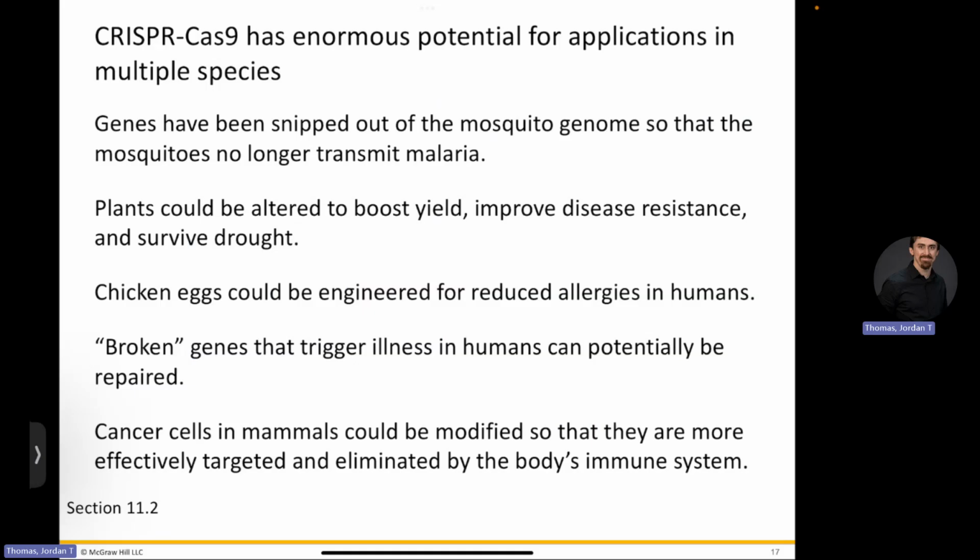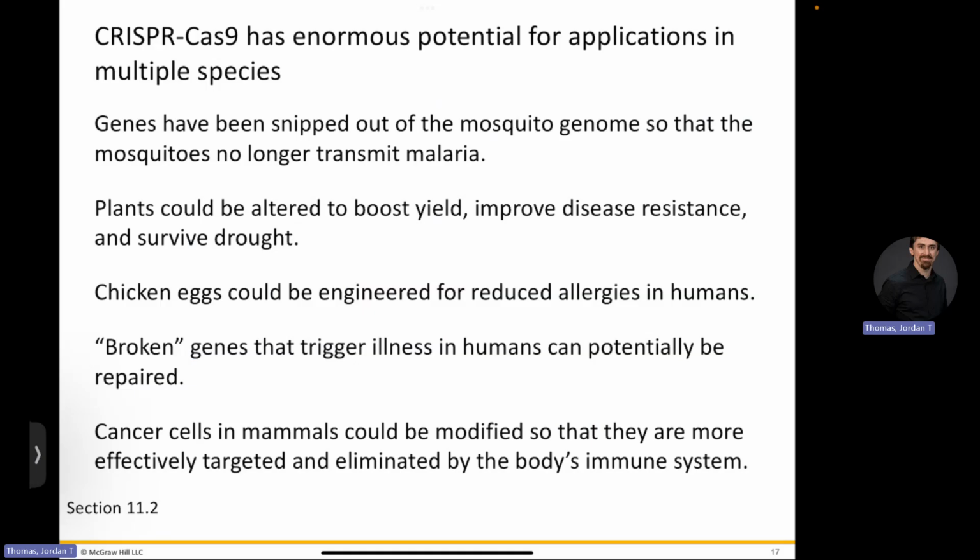Broken genes that trigger illness in humans can potentially be repaired. Potentially, and this is something that's still in the works, if a gene is malfunctioning in someone, there's the potential CRISPR can go in and edit that gene specifically to make it functional again. I say potentially because that is new, being worked on, and not yet in practice. But since CRISPR does edit a gene, if we have a gene that doesn't work, CRISPR can go in to fix it.